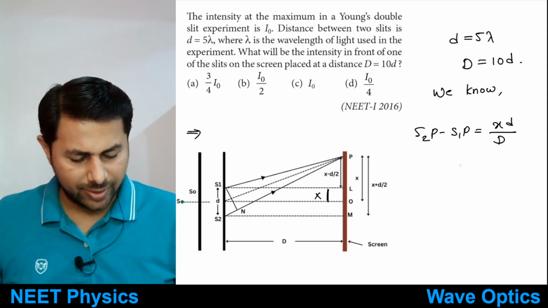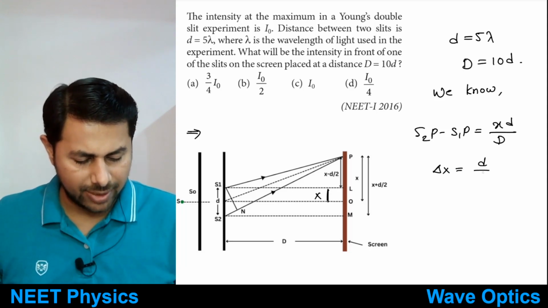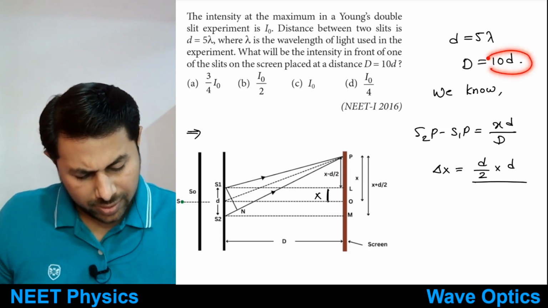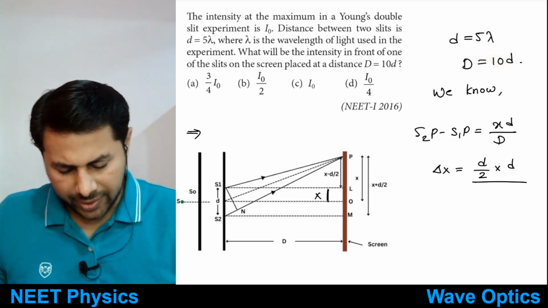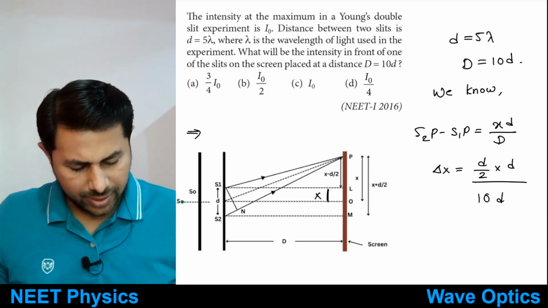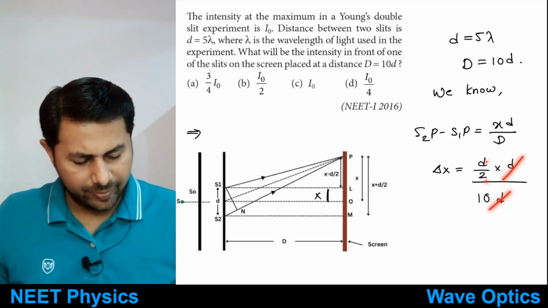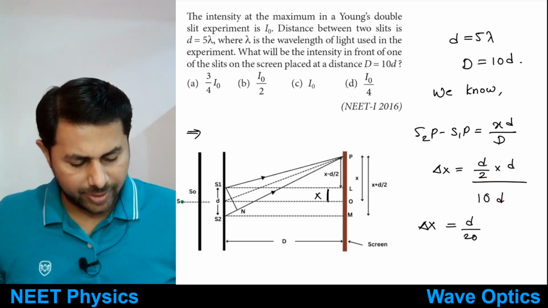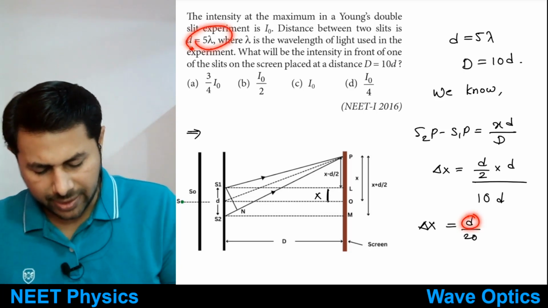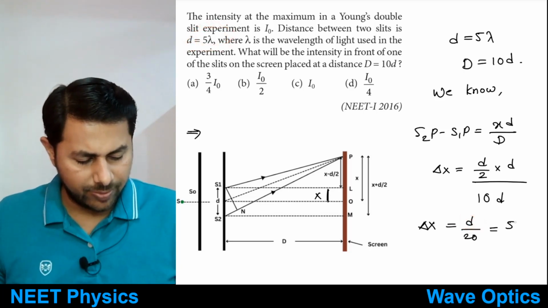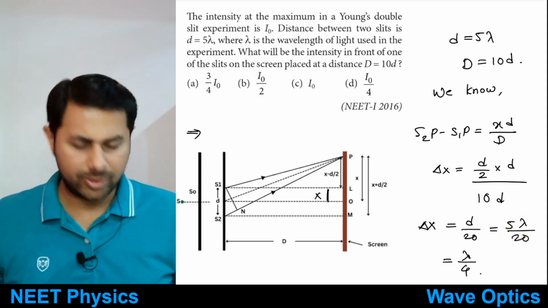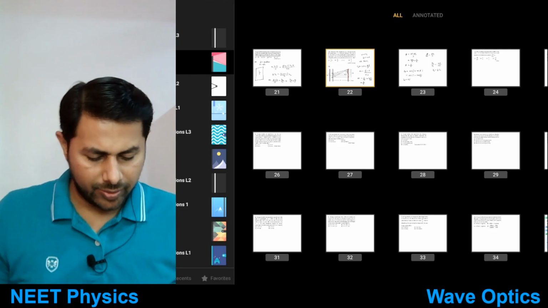Okay, so put d by 2 here. So you have delta x is equal to d by 2 times d divided by capital D, which is equal to 10d. So then this d gets cancelled. You have d by 2 times 10 means d by 20. So this is the path difference. And what is d? It's given that d is equal to 5 lambda. So this is equal to 5 lambda divided by 20. So then you have path difference equals lambda by 4. What would be the intensity there?